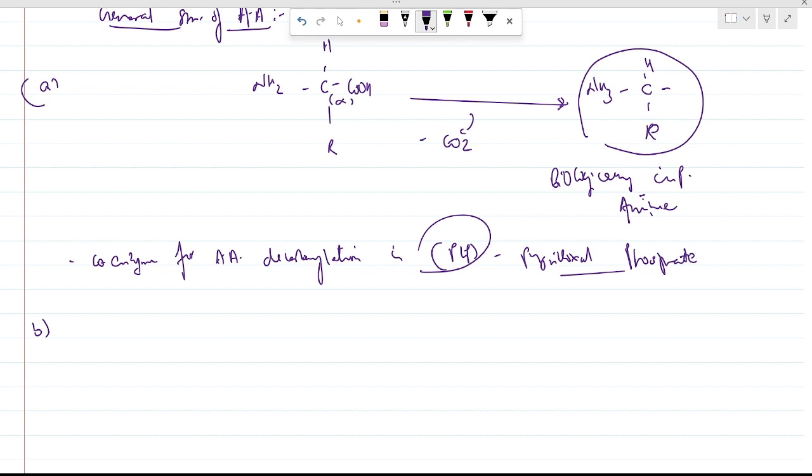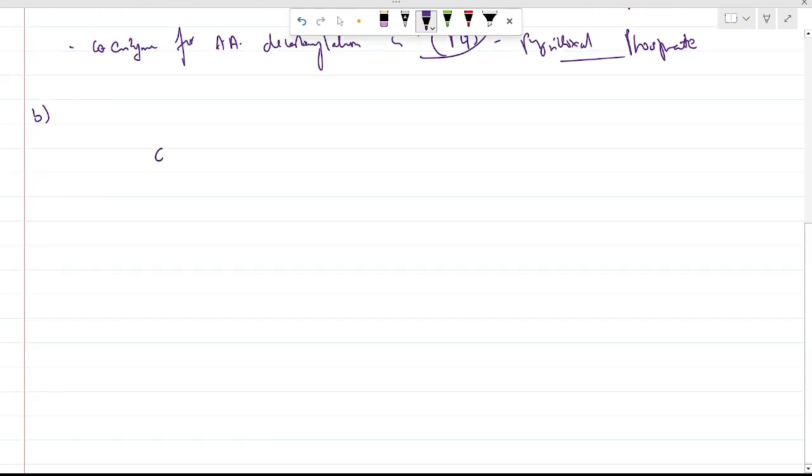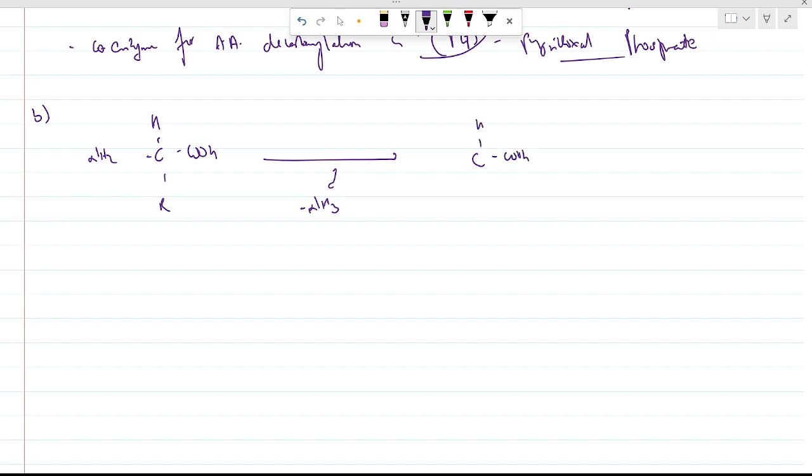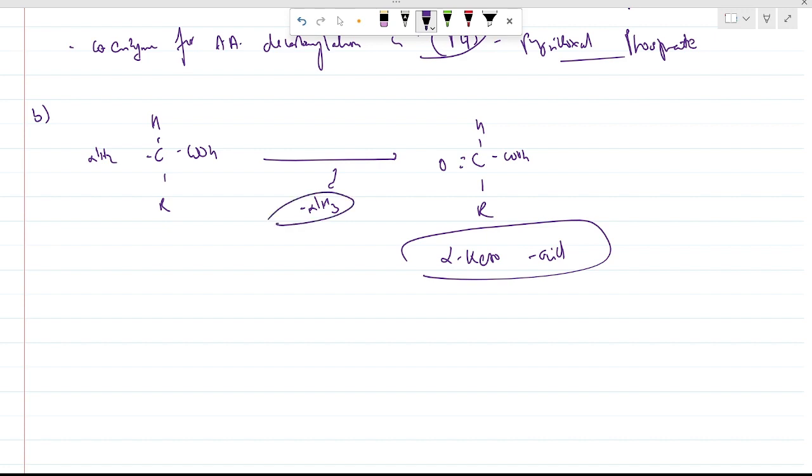In the second reaction we are going to remove the amino group. This is our NH2, and our R group. NH3 is removed, so we are left with COOH, H, and here a double bond to oxygen is formed. This is our alpha keto acid form. On deamination, an alpha keto acid group is formed. This is our deamination reaction.